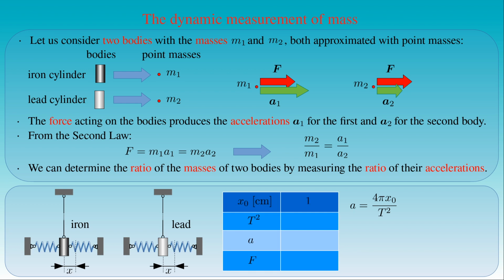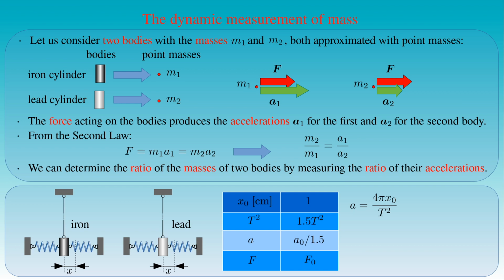We have already seen that the springs exert the same force F0 on the cylinders at the maximum amplitude x0 of their oscillation. We have also found that the square of the period t for the lead cylinder is 1.5 times greater than the one measured for the iron cylinder. That is, the acceleration of the lead cylinder at the maximum amplitude is equal to the acceleration a0 of the iron cylinder divided by 1.5.